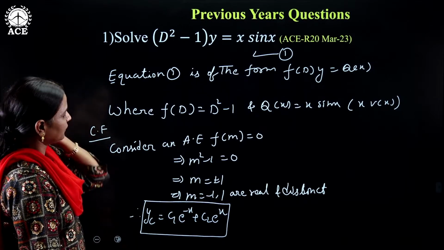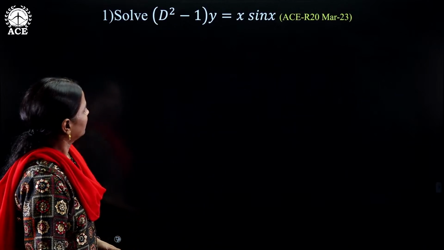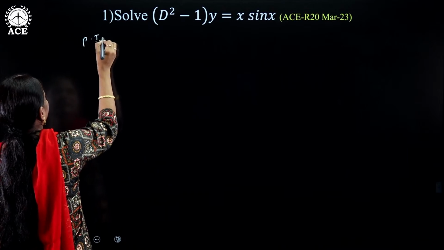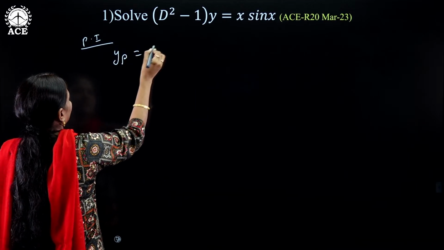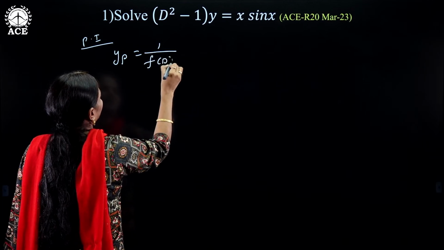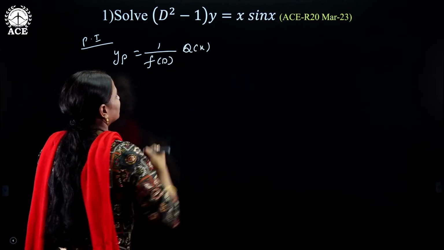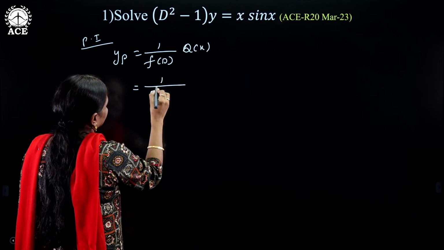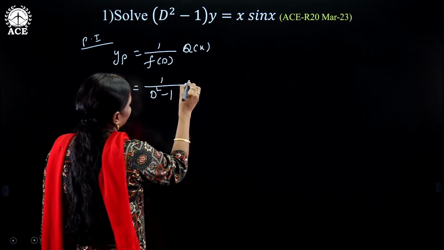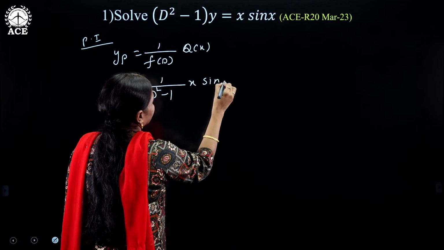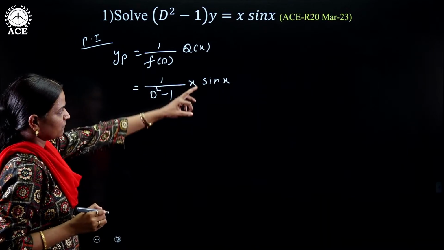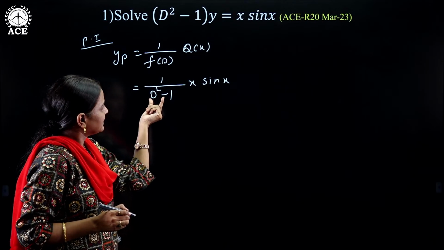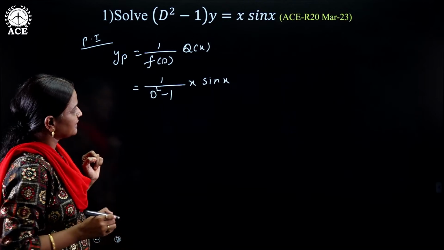Next, how to find the particular integral? From the definition of particular integral, we can write yp is equal to 1 by f of D into Q of x. This is the definition of particular integral. Now here, what is the f of D? 1 by D square minus 1 into Q of x. Q of x is x into sin x. So here apply case 1 when m equal to 1 and here a equal to 1. If we replace D square by minus 1, this denominator is not equal to 0. In this case, apply the formula.